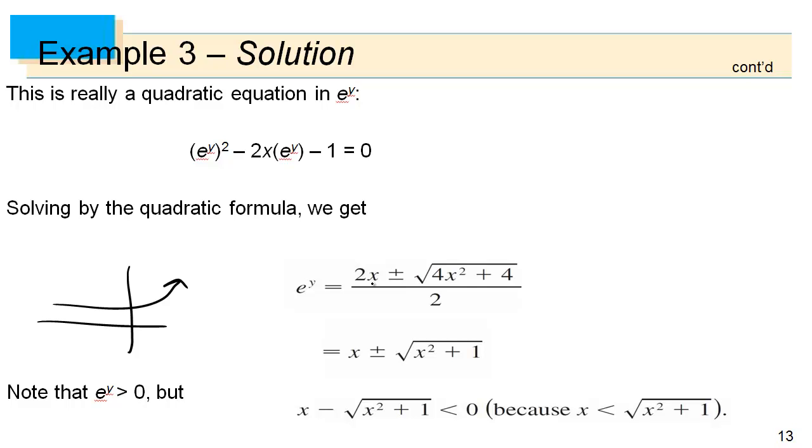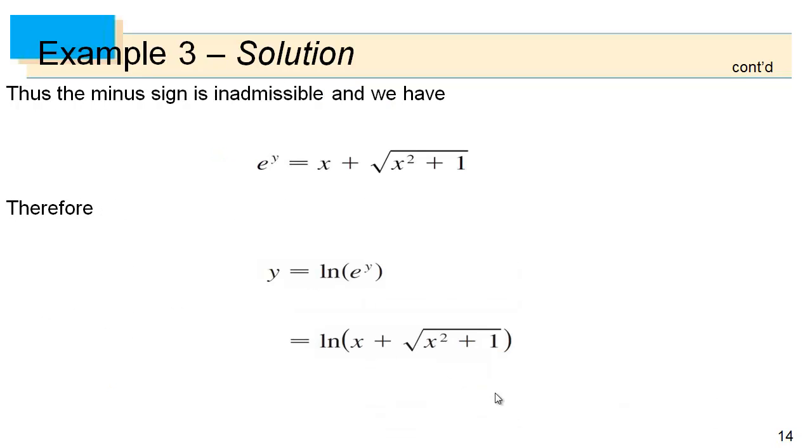So because of that, we know that this piece is no good, because this is slightly bigger than x. X squared plus 1, and then when you take the square root, it's going to be slightly bigger than x. So when you subtract it from x, that's going to be a negative number, and that's no good. That means that the plus and minus sign just becomes a plus sign because the minus part is inadmissible. It's algebraically true, but it's not true in the context of the question. Therefore, to solve for y, you just take the natural log of both sides, and that's where you finally get the answer.